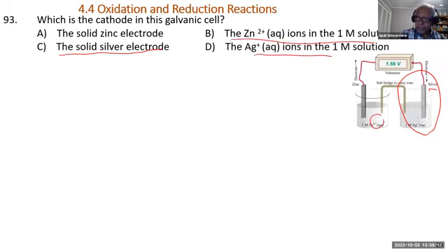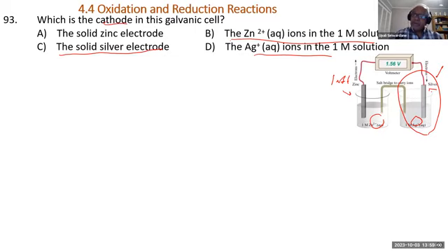Now these are about solutions. Solutions have nothing to do with direct electron transfer. They continue through the solution, but they are not cathode or anode. Cathode is a metal piece, one of the two metal pieces. Anode is on the left side. That's the anode. That's the cathode. Cathode is the solid silver electrode, which is this.